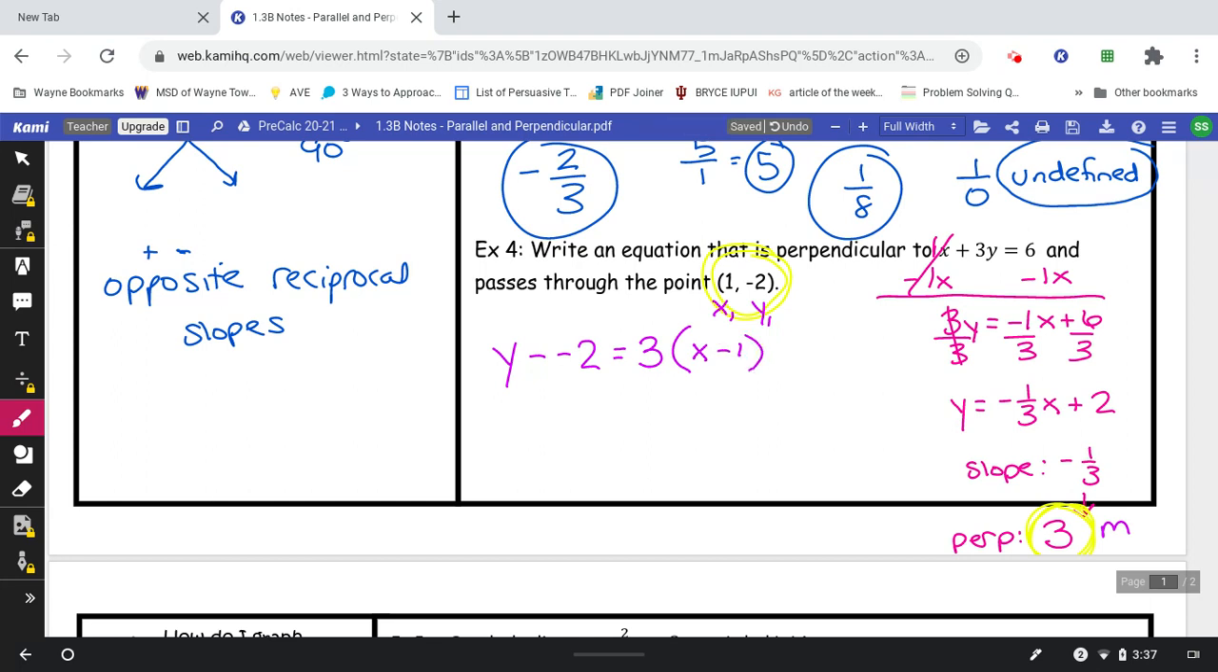So for parallel slopes, you use the same exact slope. But for perpendicular, please make sure you change it over. And from here, same old, just go ahead and distribute. Subtract out your 2. (3x minus 5).